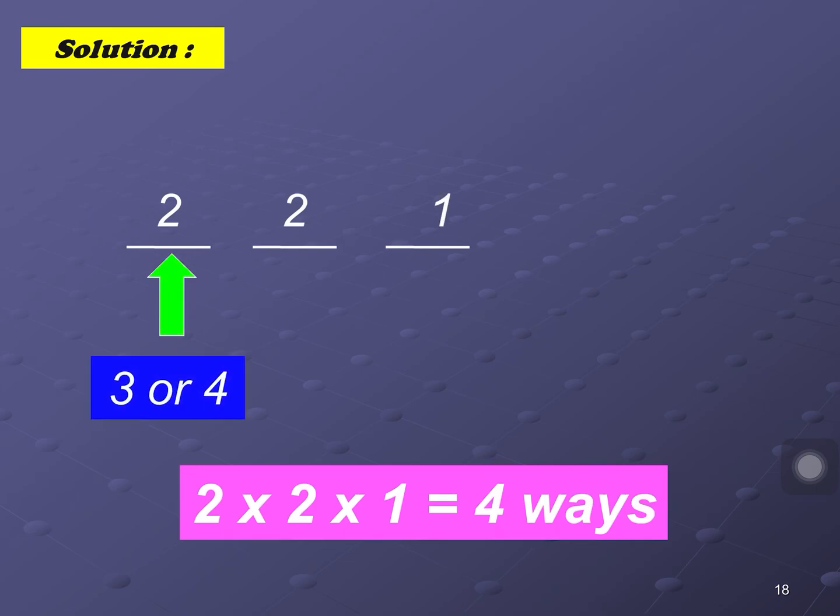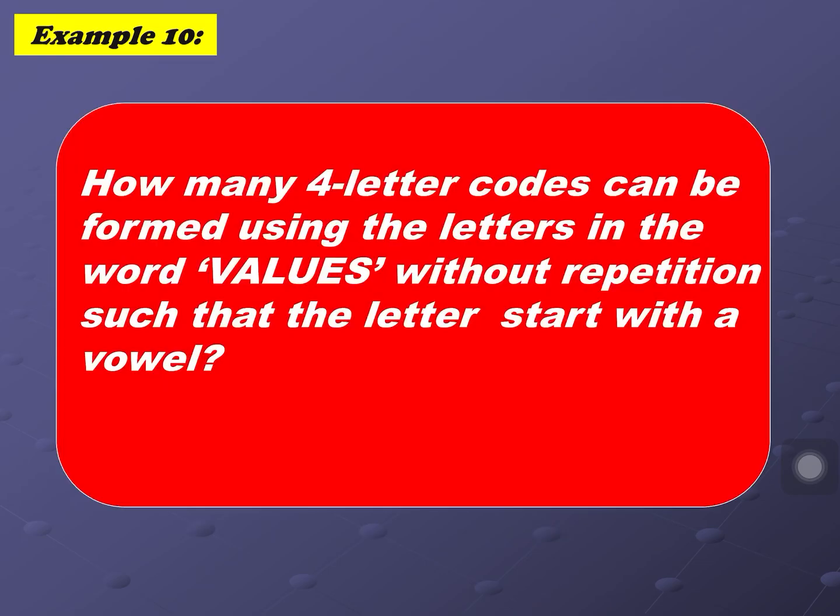Okay, so let's look at the solution. There are only two numbers that can be put in front, which is 3 or 4. So, wait, what were the numbers just now? 3, 4, 5. There's only two numbers that can be put in front. If we take one number, what numbers are left? There are only two numbers left, right? So 2 times 1. So what do we have? 2 times 2 times 1 equals 4 ways.